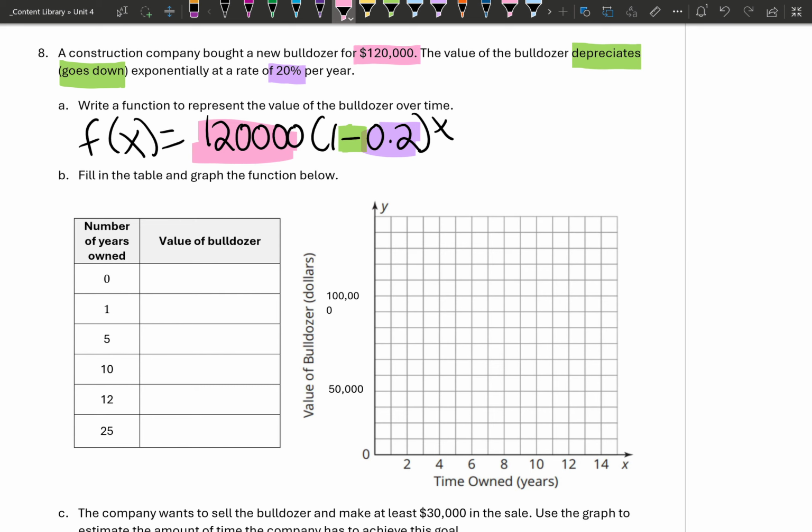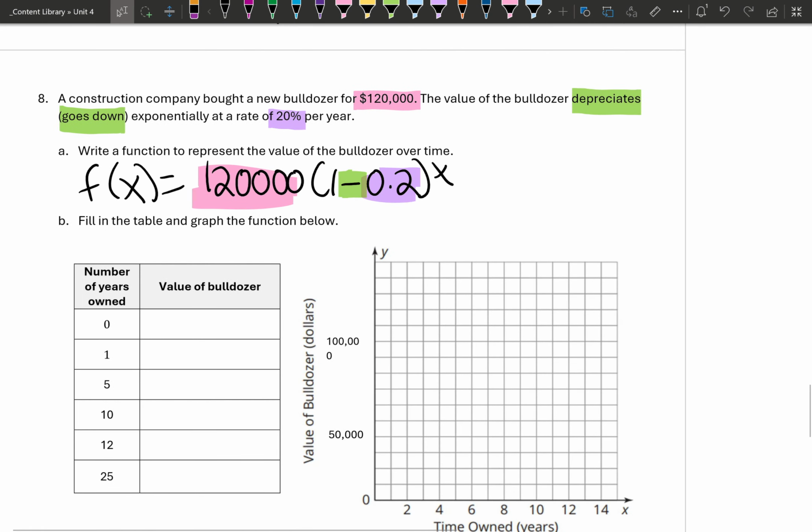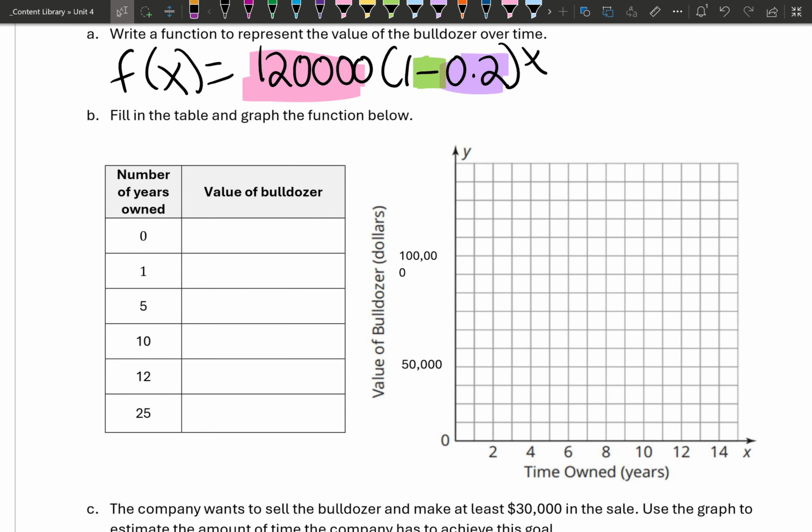Let's fill in the table and the graph. Now, what I'm going to do is what we did in all of these problems and plug in 0, then 1, then 5, then 10, then 12, and 25 into our function. Alright? And to save time on this video, I'm just going to fill this out. If you're doing this on your own and following along, absolutely pause this video and fill this out on your own. Ready?